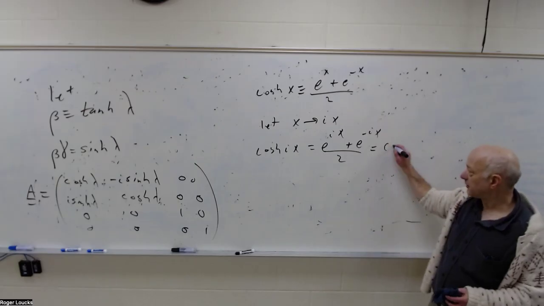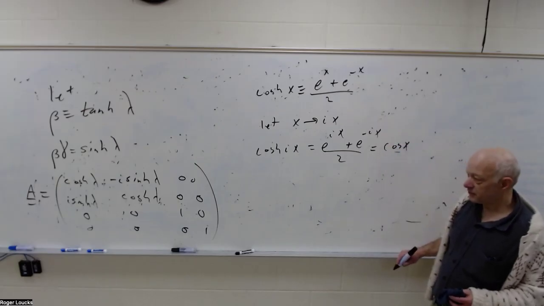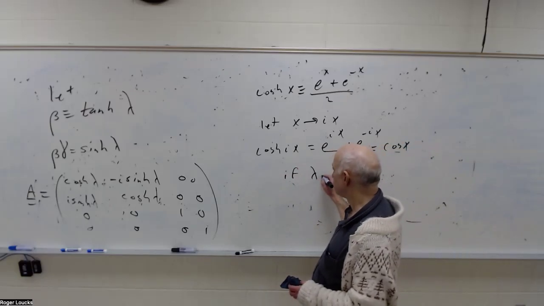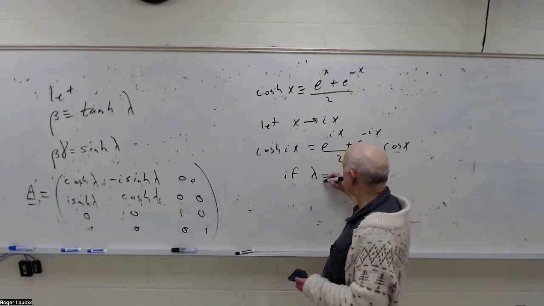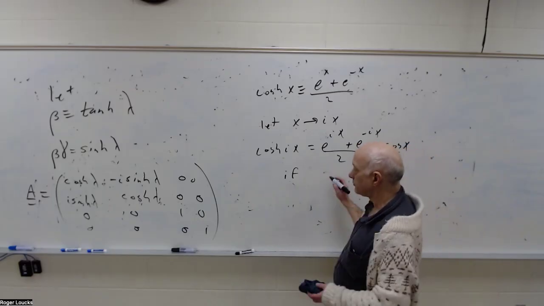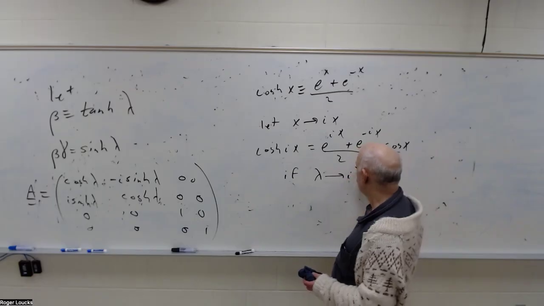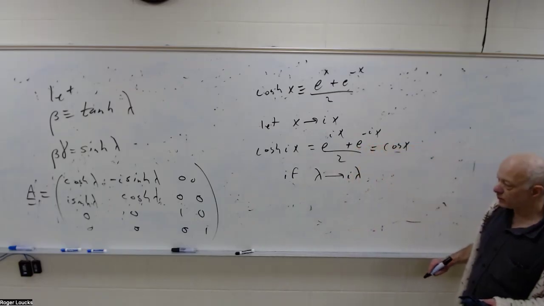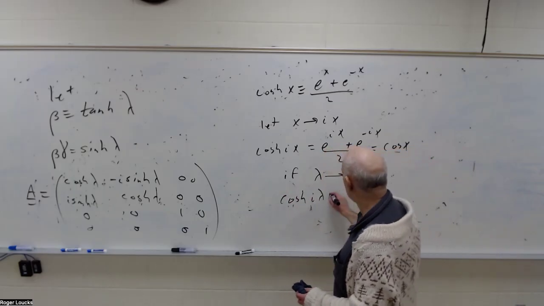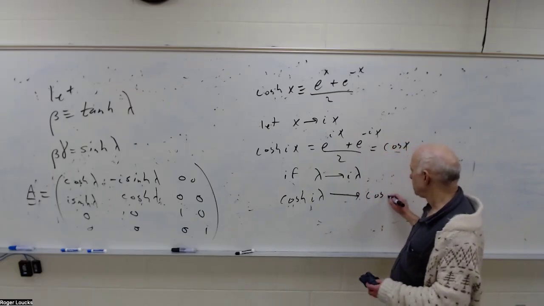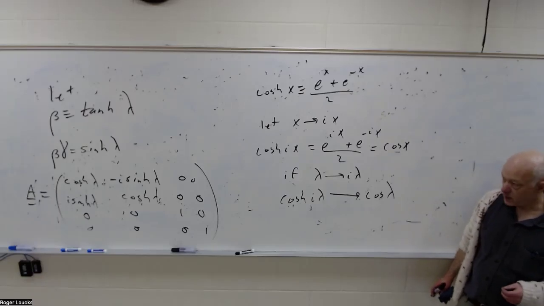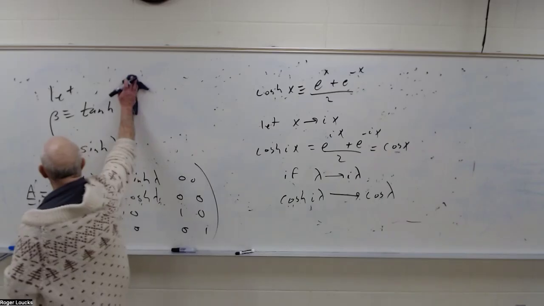sine and cosine, cosine of x. So what I can do here is make use of this. I'm just going to say now let lambda go to i lambda. That means that cosh of i lambda goes to cosine lambda. Make sense? Okay, then we do the sinh.